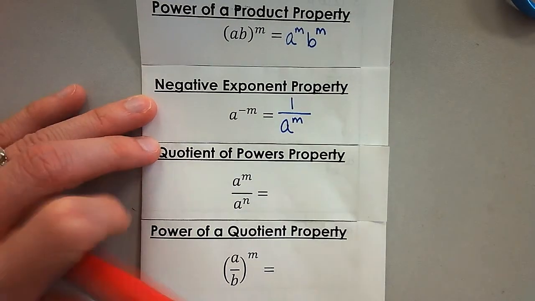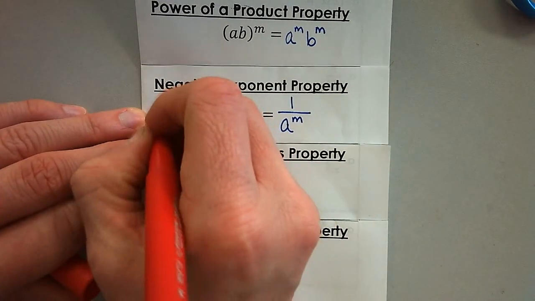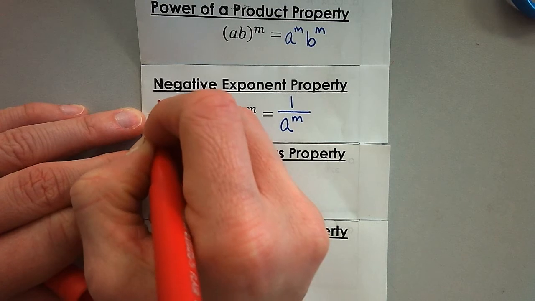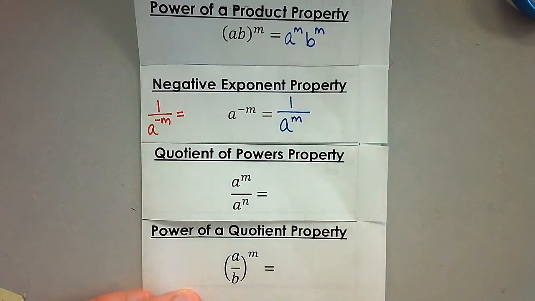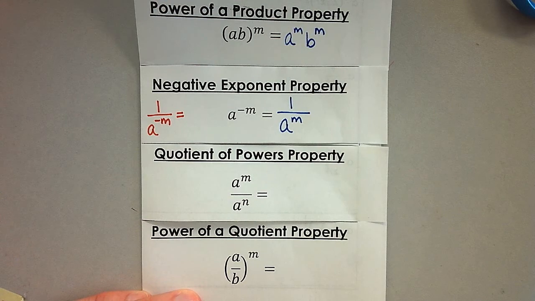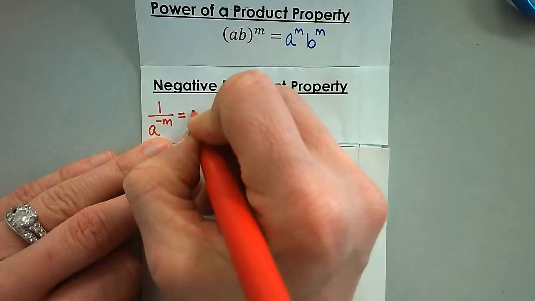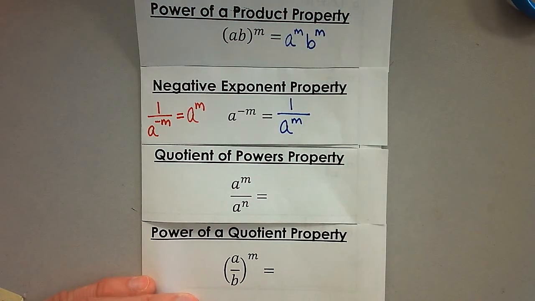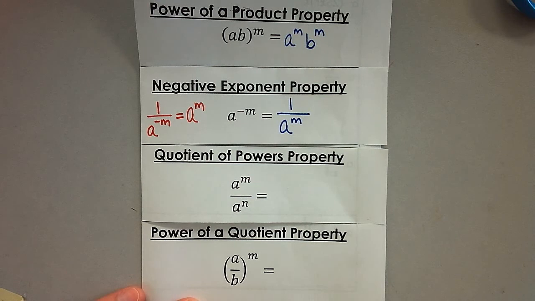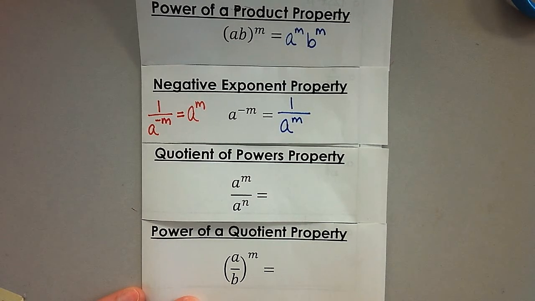Now, what happens if we have 1 over a to the negative m? What would that end up being? A to the m, just a to the m. So if there's a negative exponent, it's in the denominator, it moves to the numerator. If there's a negative exponent, it's in the numerator, it moves to the denominator. Okay?